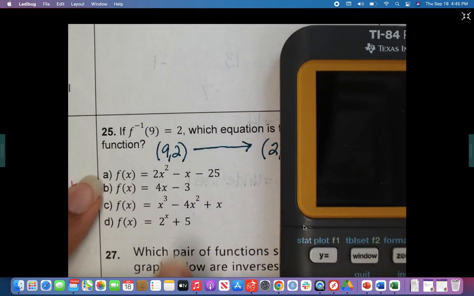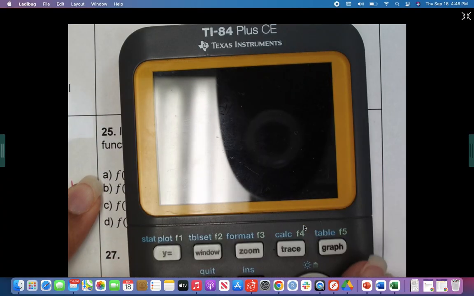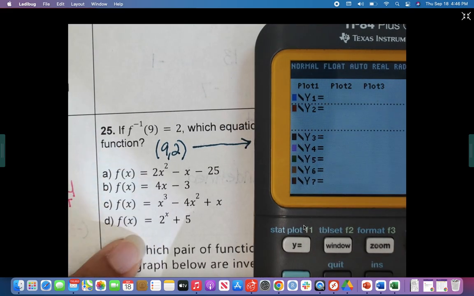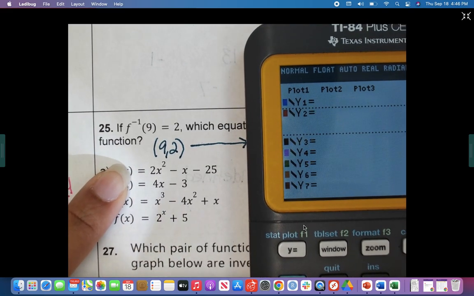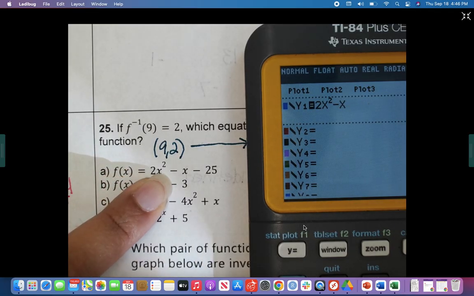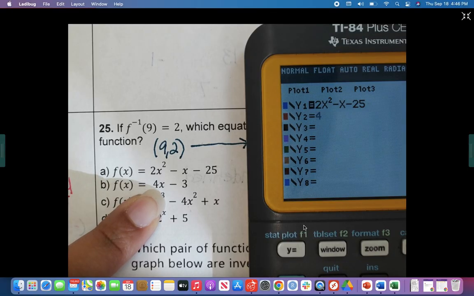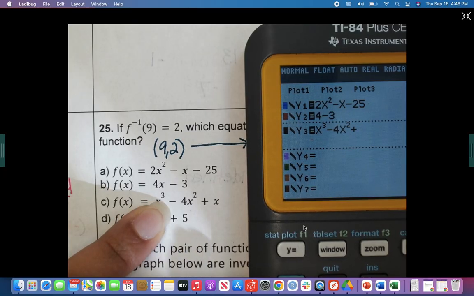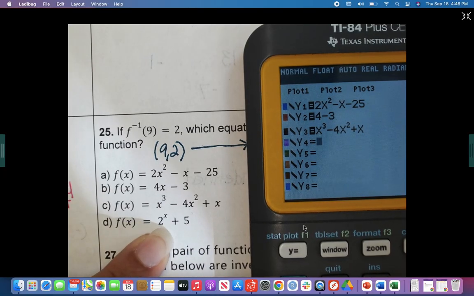All right, so I'm going to type in these. Again, if I'm looking for ordered pairs, it's best to type it in on the calculator. So I'm going to go to y equals. I'm going to type all 4 of these in so I can check the tables for all of these. So 2x squared minus x minus 25, 4x minus 3, x to the third minus 4x squared plus x. And then last one, 2 to the x plus 5.